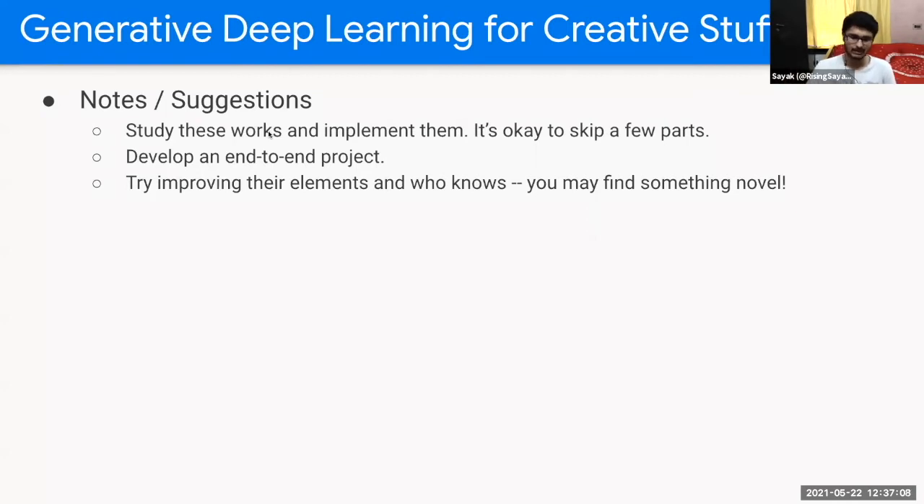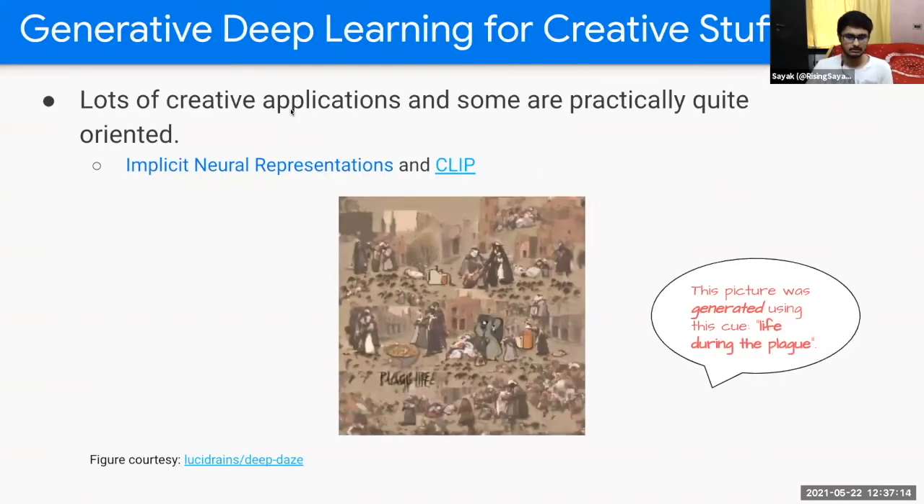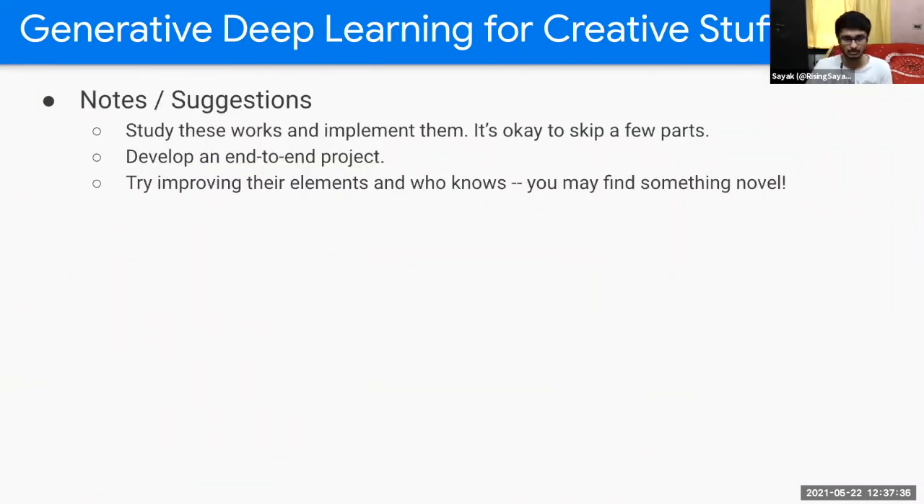Maybe also develop an end-to-end project, because if you noticed, this project is an end-to-end project, and it combines many different things happening around the space of generative deep learning. And this end-to-end project has got many followers. It has got thousands of stars in the GitHub repository. Like, this is the repository of this project, Deep Days. So it's absolutely encouraging to see if you folks could develop an end-to-end project around these things, and also try improving their elements if you have found any, and who knows, you may find something novel and publish your work in a tier 1 conference.